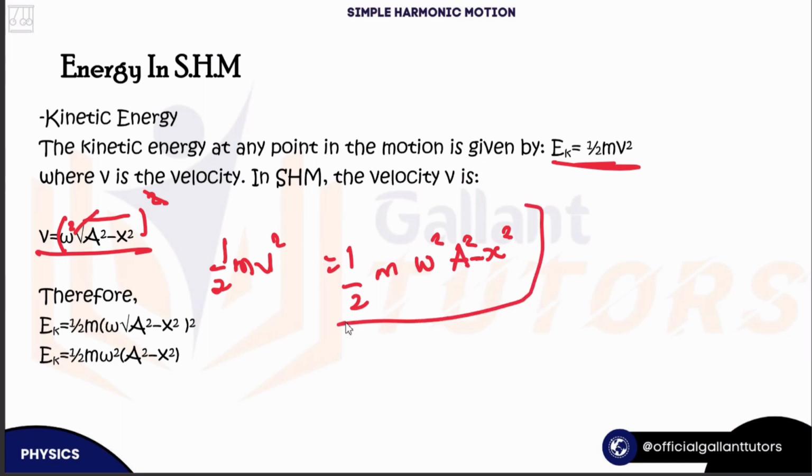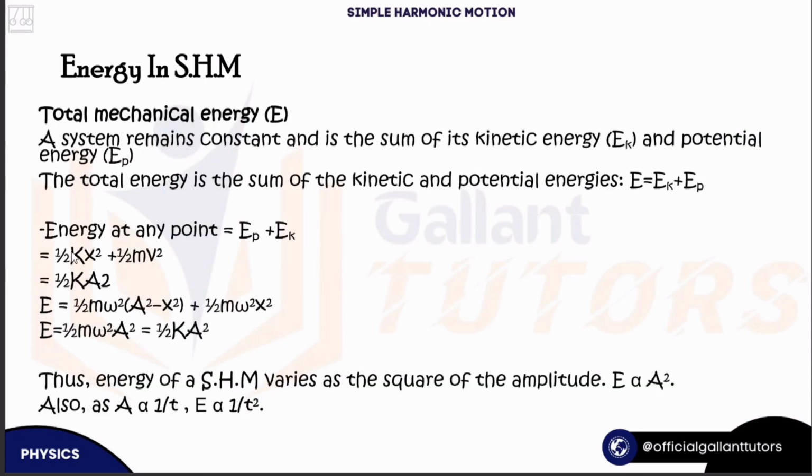Good. So this is the formula you have to take note of in kinetic energy. Let me just do a revision for you now, because you understand the previous one, which is the most important. Now, the total mechanical energy of a system remains constant and is the sum of its kinetic energy and the potential energy. Right? Energy at any point in the system, both at equilibrium and at amplitude, any point at all, is equal to what? Potential energy plus kinetic energy.